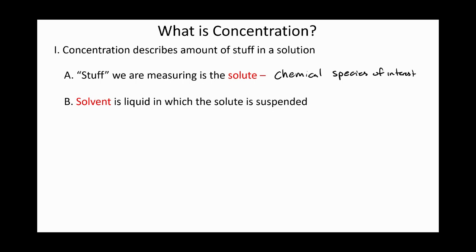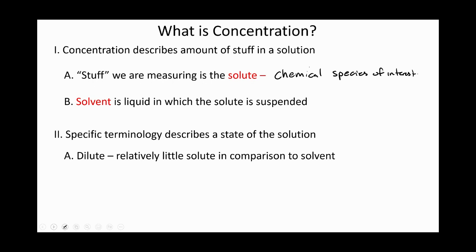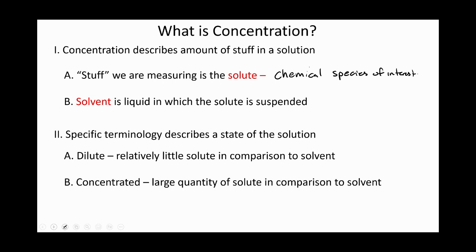We can talk about something having some kind of qualitative concentration of a solution, or we can talk about things being a little bit more specific, with specific terminology. We can say something's dilute, which we can all understand to mean that there's relatively little solute in comparison to solvent. We can say something's concentrated, meaning that now we're on the opposite end. We have a relatively large amount of solute in comparison to solvent.